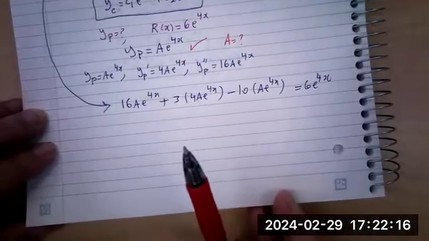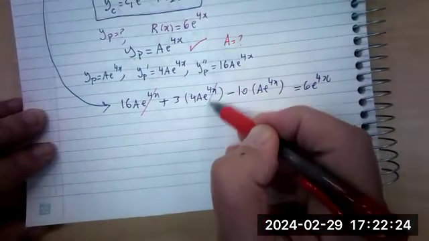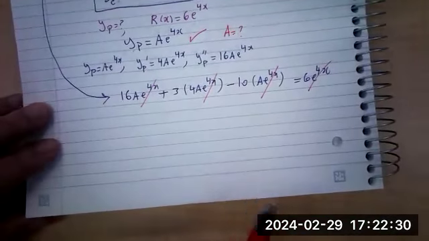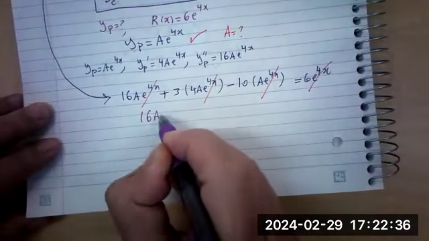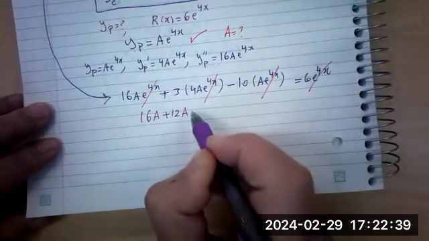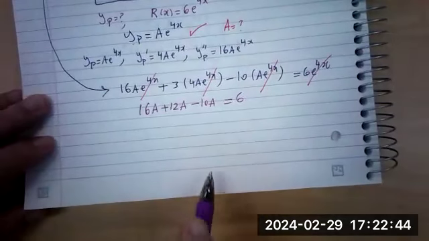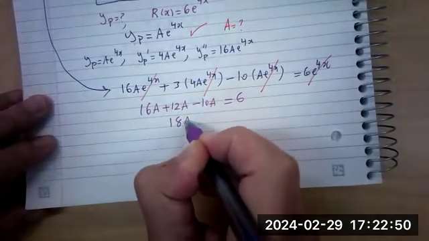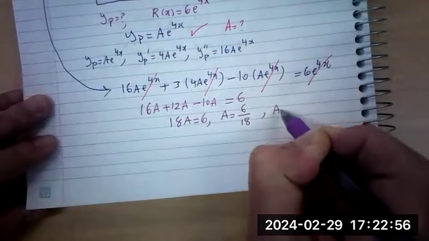And drop all the e to the 4x, because e to the 4x is a non-zero number and you can divide by it. You can divide later or just divide now. The leftover is one equation that enables you to find a. This is going to be 16a, this is going to be 12a, this is going to be minus 10a, equal to 6. Simplify that, it gives you 18a equal to 6. So a would be 6 over 18. a would be 1/3. That's it.